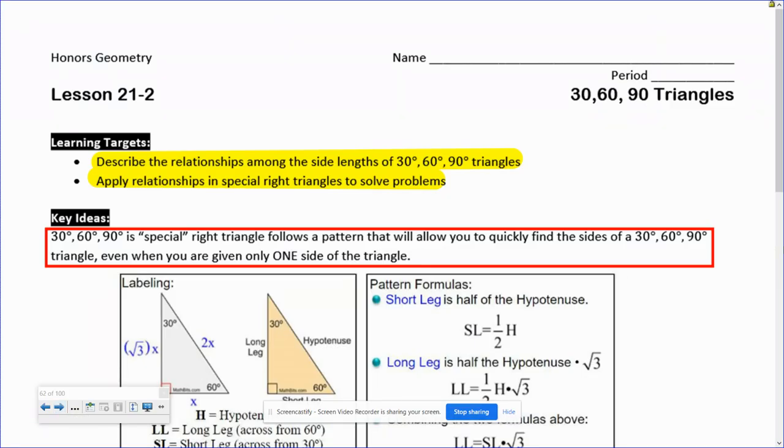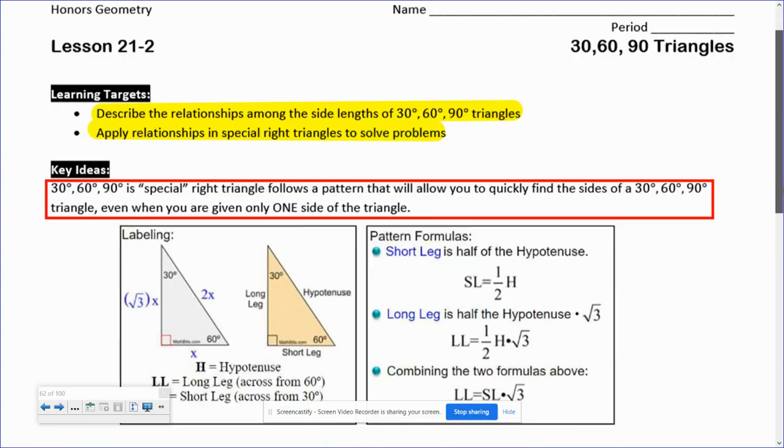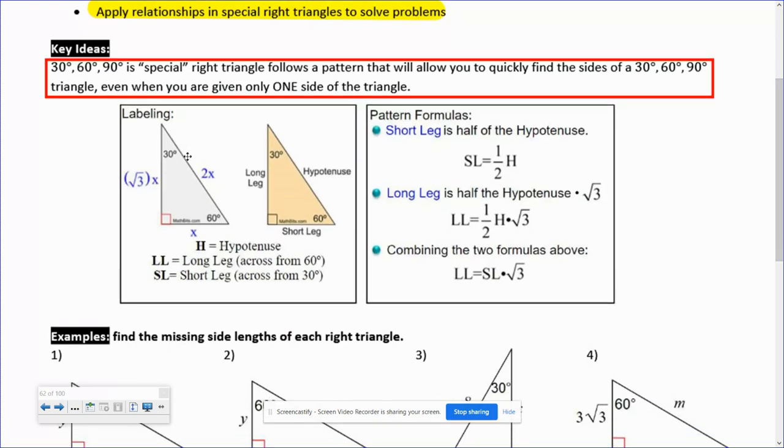Okay? So 30-60-90 is another special right triangle that follows a pattern. Again, if you know one side of one of these triangles, you're going to find the other ones. And again, 30, 60, and 90 refers to the angle measures inside those triangles. So you have your right angle of 90, a smaller angle 30, and your bigger angle of 60. They're using different abbreviations here. LL is the long leg, SL is the short leg, if you like using any of those formulas, those patterns over there. But usually I'm just going to look at how we label the three sides.